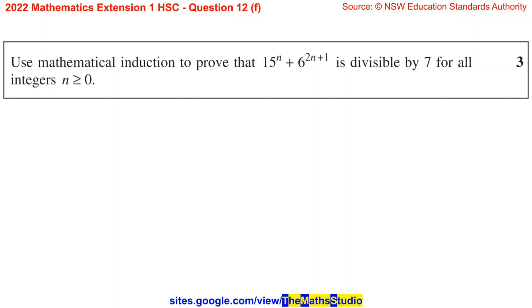Question 12f. Use mathematical induction to prove that 15^n + 6^(2n+1) is divisible by 7 for all integers n greater than or equal to 0.